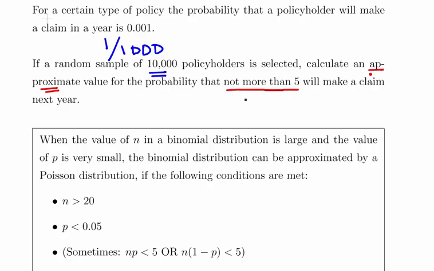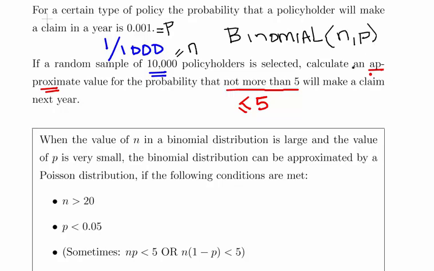Okay, so not more than 5, that means less than or equal to 5. That's something to remember as well. So, in the first instance, we would use the binomial distribution to answer this. And the reason is we have a clearly identified value for P, which is 1 in 1,000, or 0.001. And then we have N equals 10,000 policyholders. Now, if you try the calculations, you'll realize very quickly that that gets very difficult to do, even just for one part of the calculation.